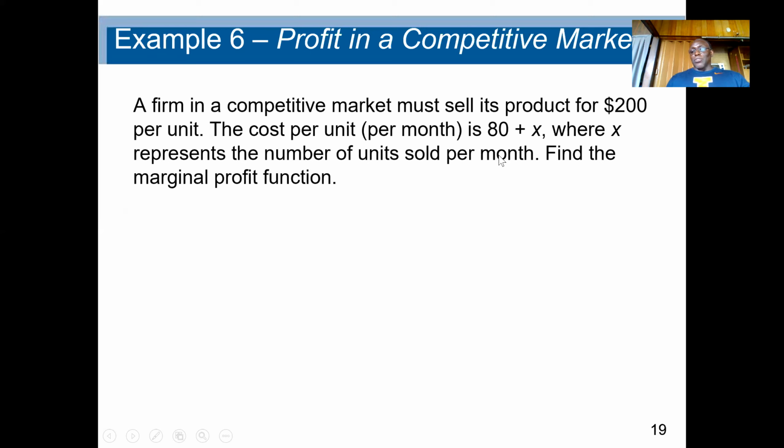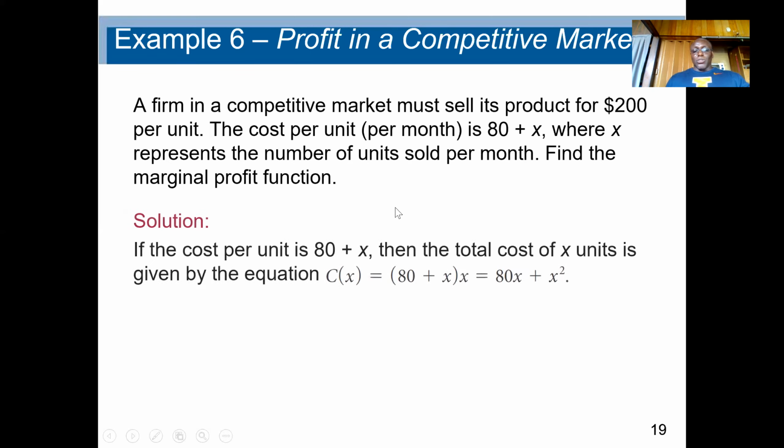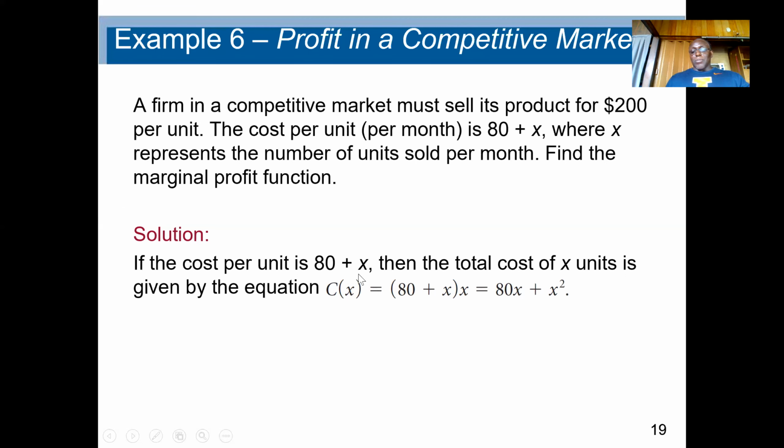Revenue will be the price of an item times the number of items, so 200 times X. They give us the cost function to be 80 plus X, so minus 80 plus X. Then when we get the function, we find the derivative of the function, and that will give us the marginal profit function. So let's see the solution. If the cost per unit is 80 plus X, then the total cost of X units is given by the equation C of X, which will be 80 plus X times X. That is the total cost.